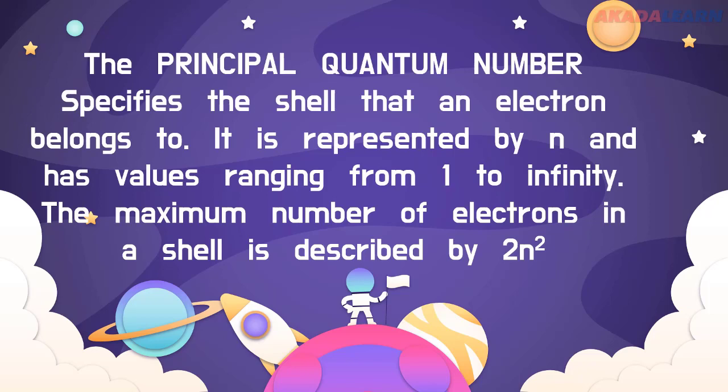The principal quantum number specifies the shell that an electron belongs to. It is represented by n and has values ranging from 1 to infinity. The maximum number of electrons that can be in a shell is described by the formula 2n squared.